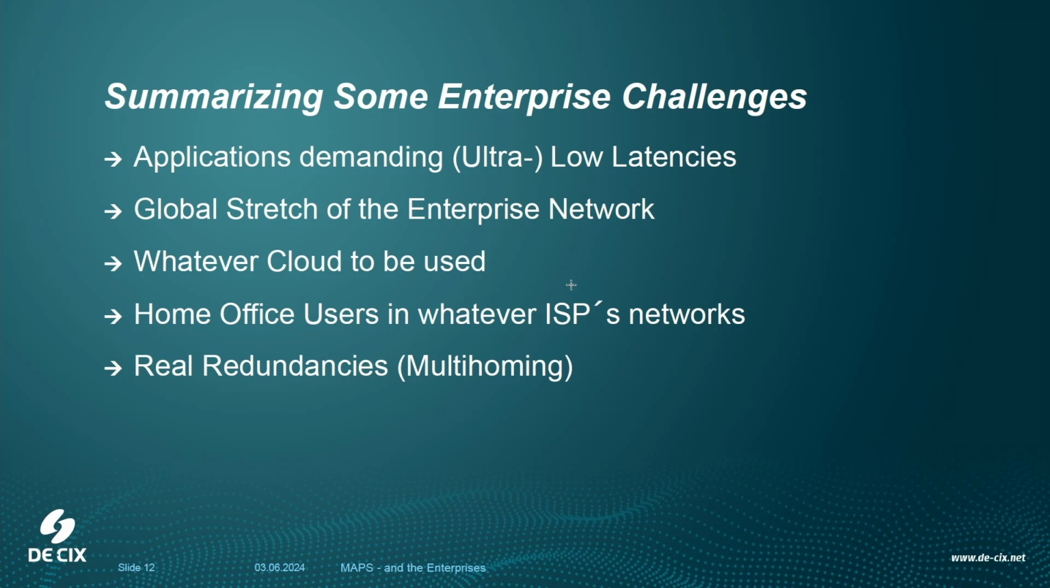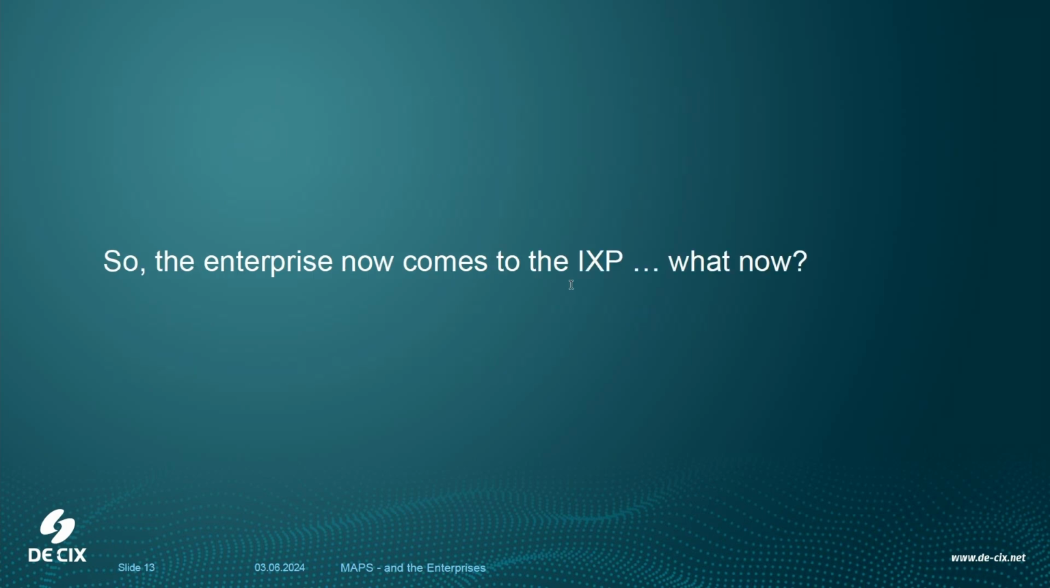So summarizing quickly a few of these challenges. Enterprises have demand for ultra-low latency for various applications. They have issues with the global stretch of their network. All these different clouds, multi-cloud, cloud first, whatever, also is part of that topic. The home office users are now sitting in whatever ISP networks. And of course the question of real redundancy. Real redundancy means there is a BGP in place and there are two different operators in front. That would mean real redundancy from an engineering point of view.